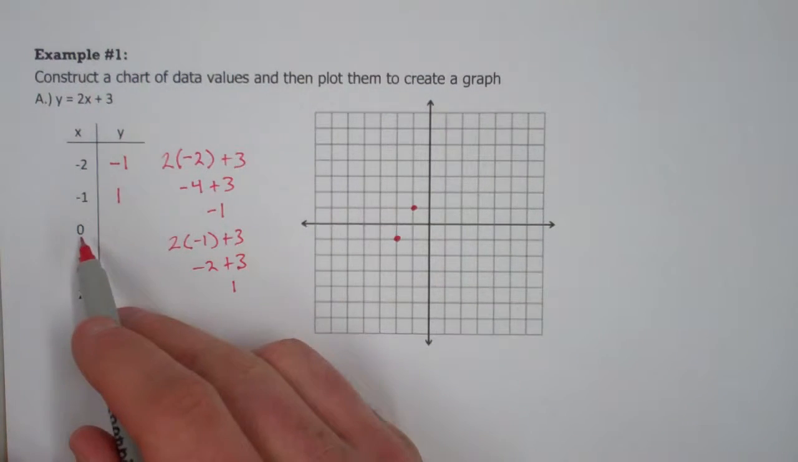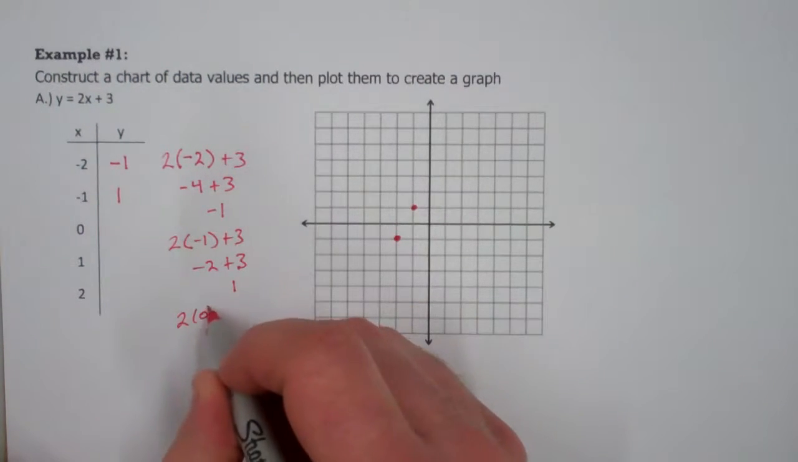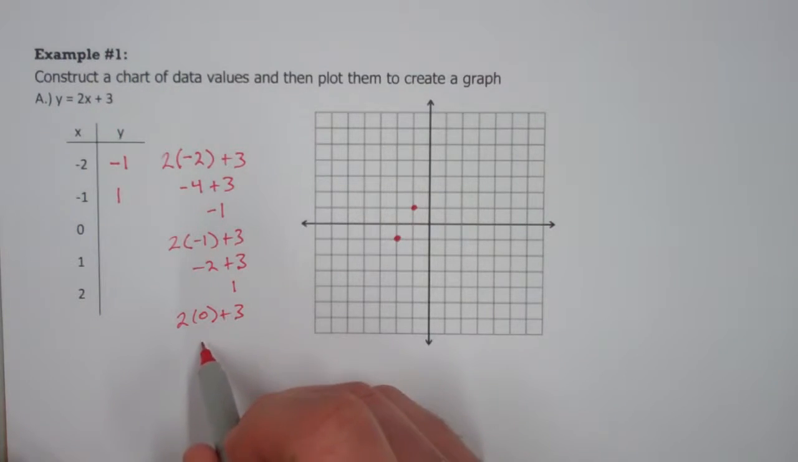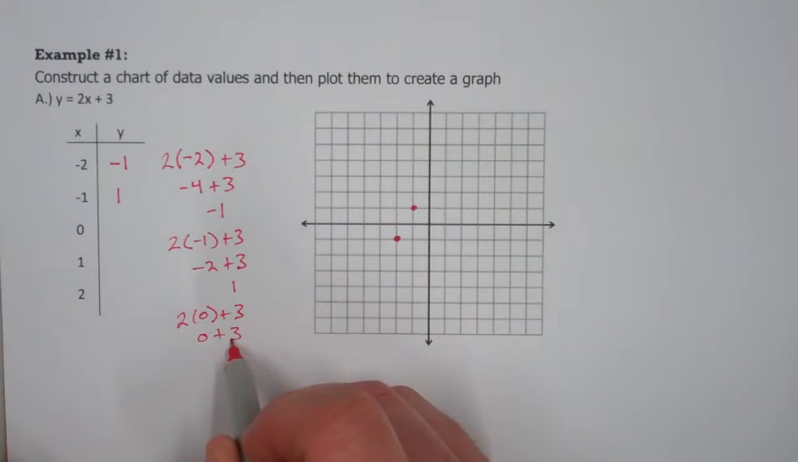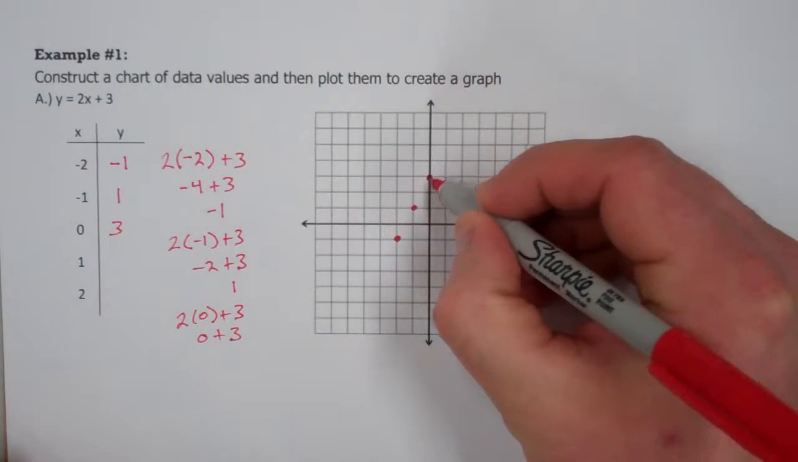To find the y value when x is 0, all we need to do is substitute 0 into the equation, same thing we did before. 2 times 0 is 0, and 0 plus 3 is just 3. So 0, 3 is right here.